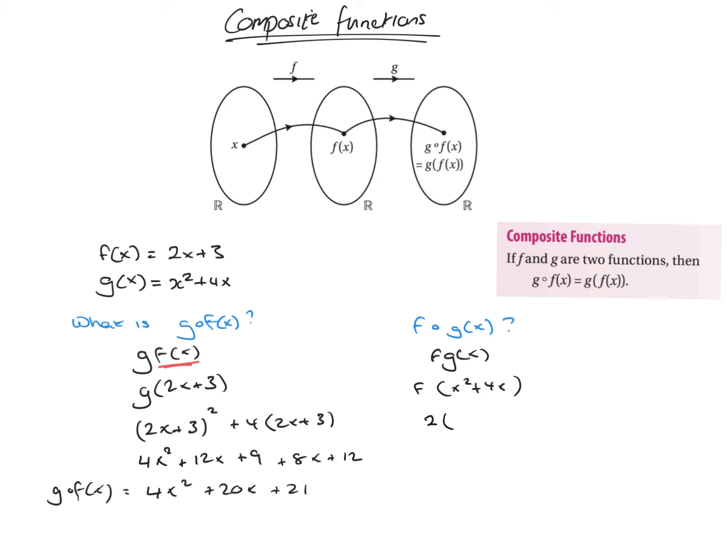So what we now have is 2 times x squared plus 4x, and we then have the plus 3. Notice again that we have 2, x, and that's our expression that's going in for the x. We have the plus 3, and there's the plus 3. And we're going to tidy it up a little bit. So we're going to end up with 2x squared plus 8x plus 3. And that there is my f of g of x. Okay, notice again that this is not the same as this, and this is generally the case.